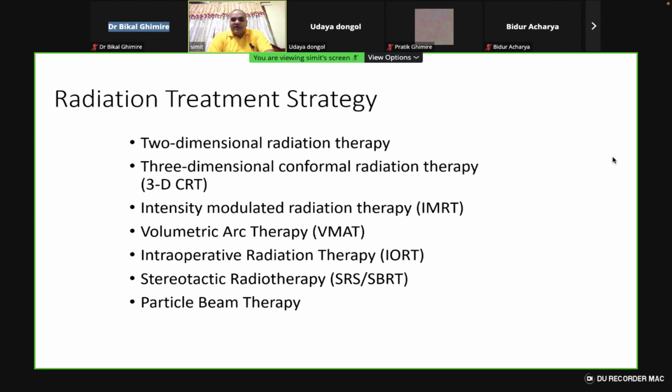It's either 3-dimensional conformal radiotherapy, IMRT, VMAT, or sometimes intraoperative RT is used. Stereotactic radiotherapy, you must have heard about stereotactic radiotherapy, or the particle beam therapy. So I must say that in Nepal, we have 3D CRT, IMRT, and VMAT. Intraoperative radiotherapy is not available in Nepal. SBRT we do in our center. SRS is not available in Nepal. And particle beam therapy is very expensive. Even in India, there is only one center. In Asia, there are only 3 centers. So it's rarely available in the whole world.